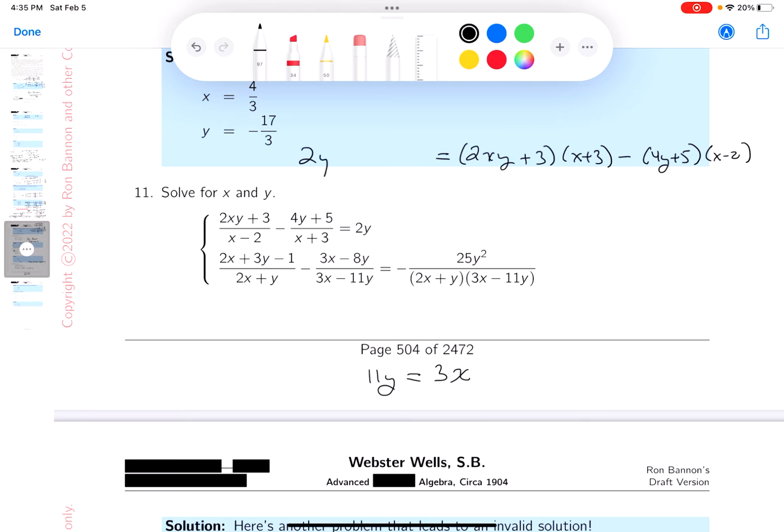So 2y times x minus 2 and x plus 3. All right, before I do anything, I'm going to make sure I did that right. I multiply both sides by the LCD, x minus 2 times x plus 3. Well, that's pretty good. 2y times x plus 3, x plus 3 minus 4y plus 5. Let's hope for the best. All right, we're going to do it now.